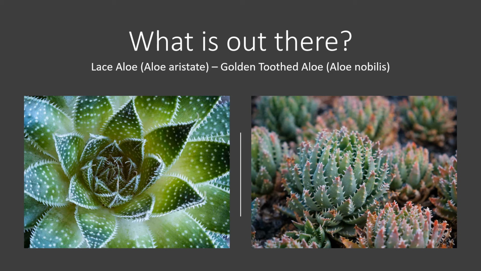The first one there is lace aloe, Aloe aristata, easy for me to say. And you can see that it has those little lacy ribs on the leaves there. It's kind of nice. And then we have the golden tooth aloe, and you can see that it kind of folds up, and it'll fold up more when it's dry and open up a little more when it's wetter. And it has the little golden teeth on the ends of the leaves there.